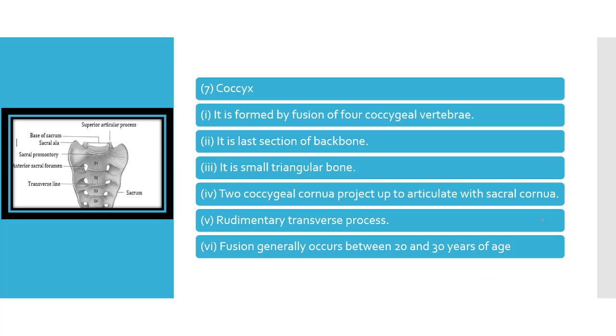Coccyx is formed by the fusion of four coccygeal vertebrae. It is the last section of the backbone. It is a small triangular bone. Two coccygeal cornua project up to articulate with sacral cornua. Rudimentary transverse process in coccyx. Fusion generally occurs between 20 to 30 years of age.